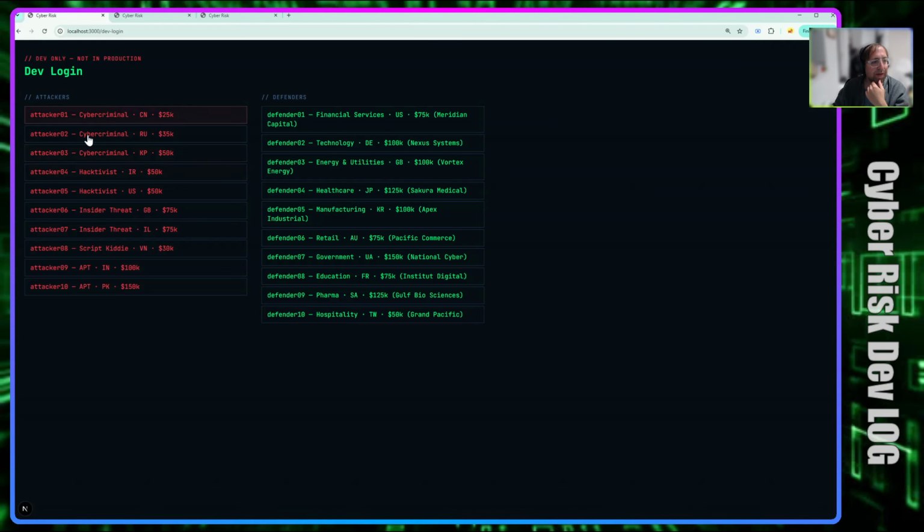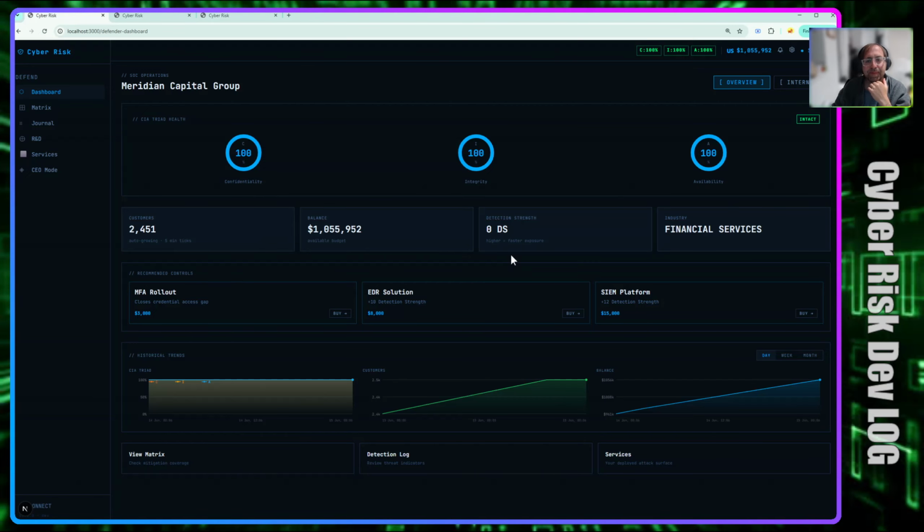I do have a set of attack profiles and defenders, so we can sort of show and tell some of them. So I'm going to take financial services, and I want to see essentially how the defender dashboard looks like. So now it's compiling, give it a second.